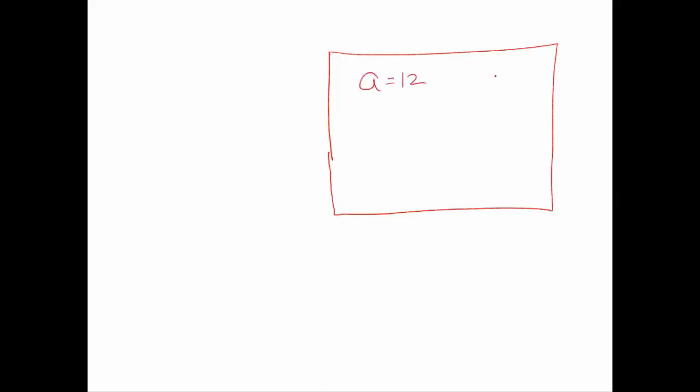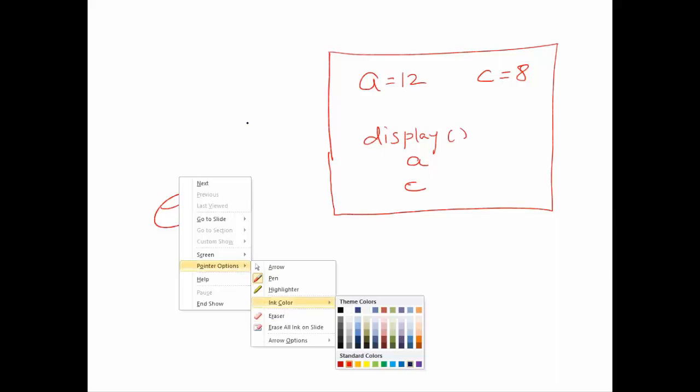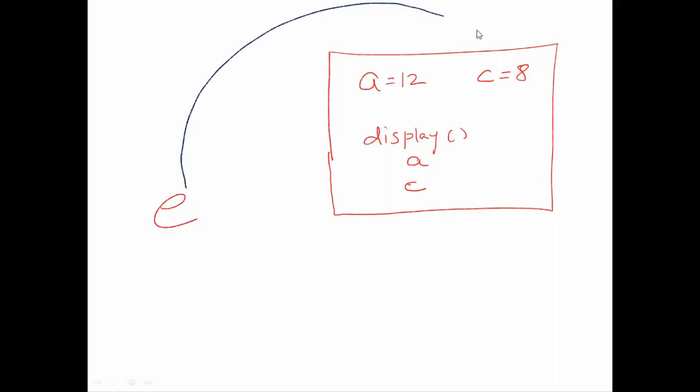You have a class which has this variable A as 12 and which has this variable C as 8, and I have a display method which can display A and which can also display C for me. Earlier what was happening is, when I was creating this object, E was able to access everything that I have over here. तो वो क्या करता था, यहां से it was able to access C, यहां से it was also able to access say A directly.